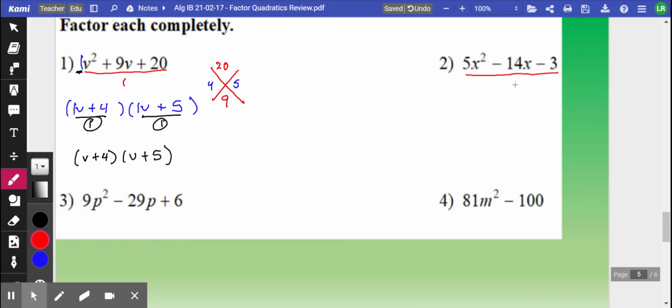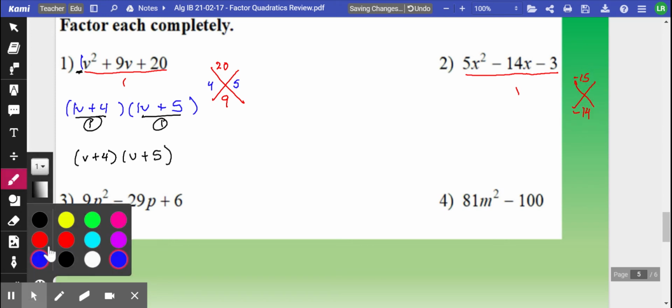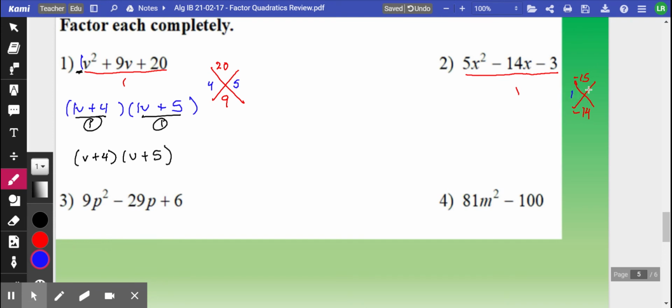See, look for something to divide out. 1, it's done. Okay, multiplies 5 times negative 3 is negative 15. It's got to add up to be negative 14. And this one is 1 in the number. 1 times negative 15 is negative 15. 1 plus negative 15 is negative 14. So put your wings out.